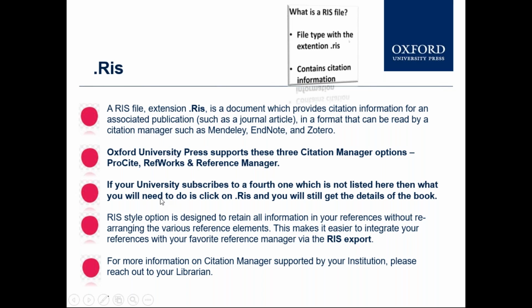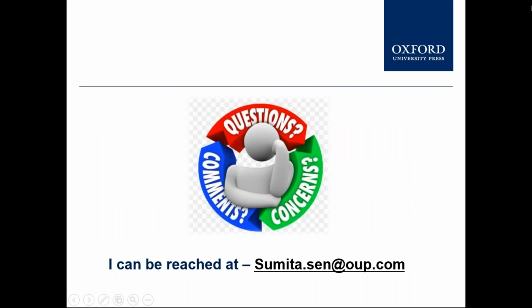I've already told you this. So have you understood .ris? It makes your life easier. Now, on citation manager, which one does your university use? You have to check with your librarian. She will tell you which citation manager is supported. If it is not any of these three, no need to worry. Continue using Oxford Resources and use .ris. .ris will read the software that your library uses. Any questions, please ask.